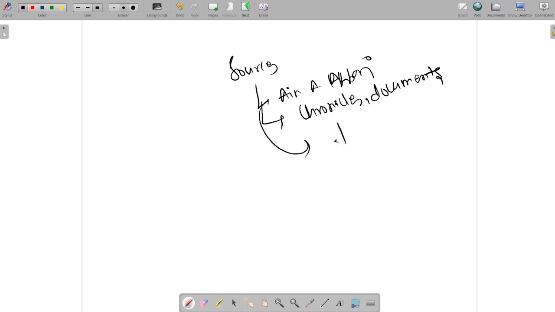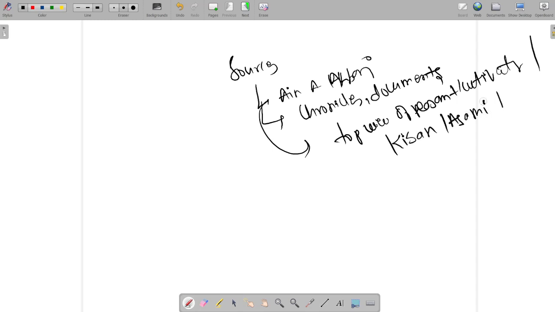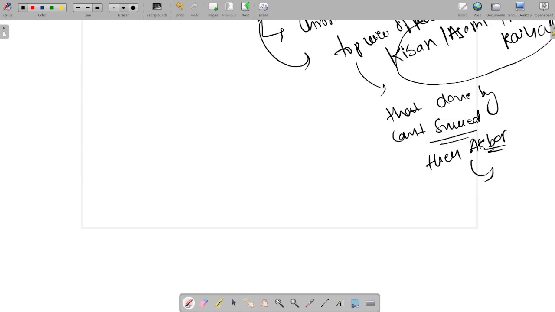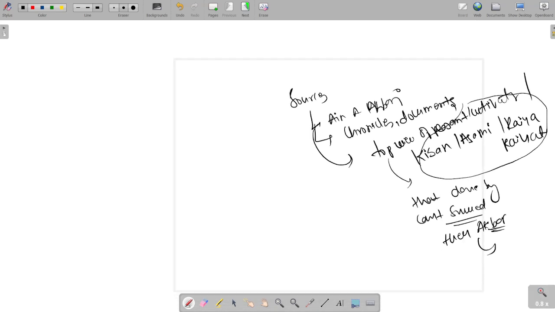The Ain-i-Akbari has given a top-down view of peasants or cultivators, or kisan, or asami, or raiyat. These are all names of farmers. The view is given such that a revolt by these peasants or farmers can't succeed because they are provided protection under Akbar's rule. This is a very narrow view given by the Ain-i-Akbari, which was not true.